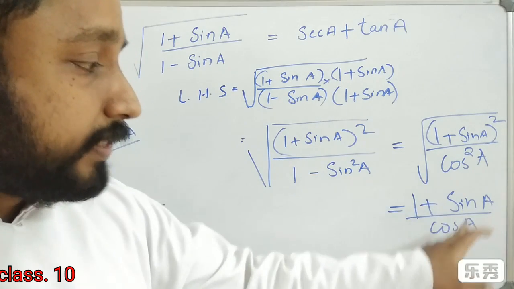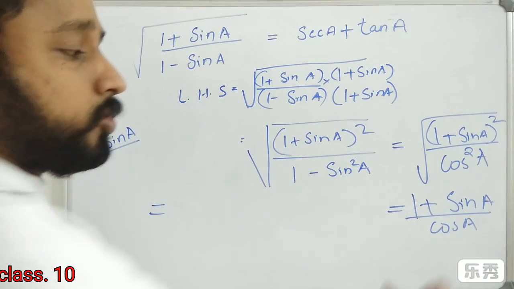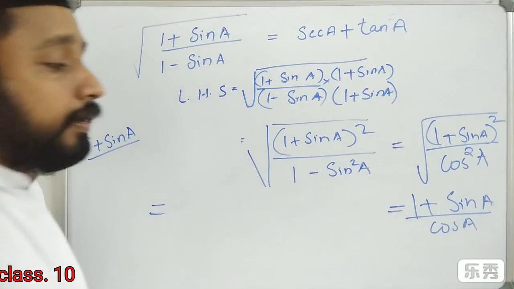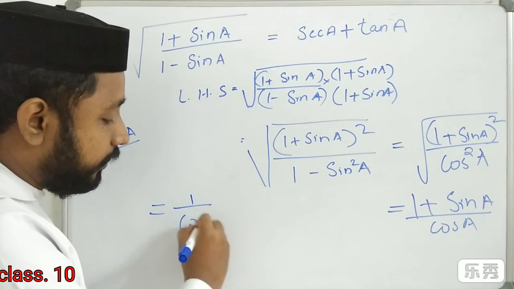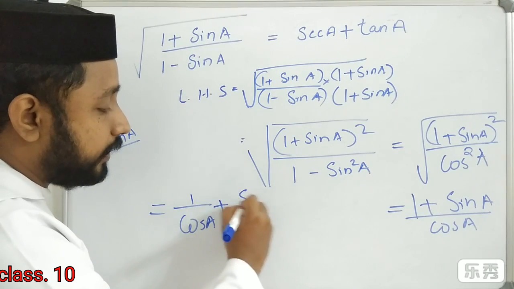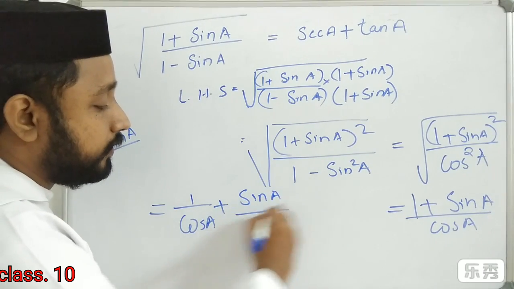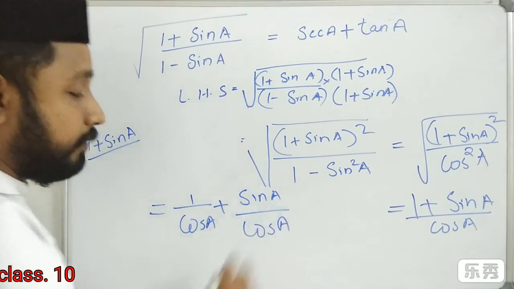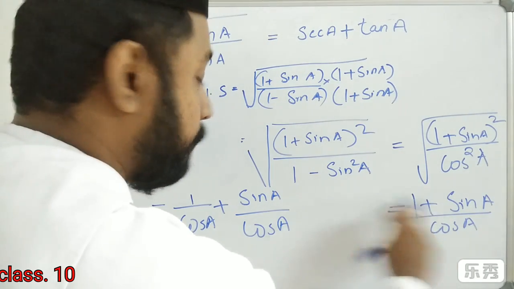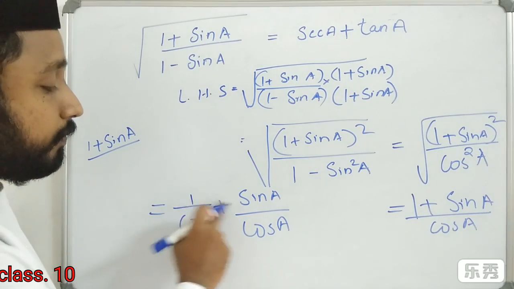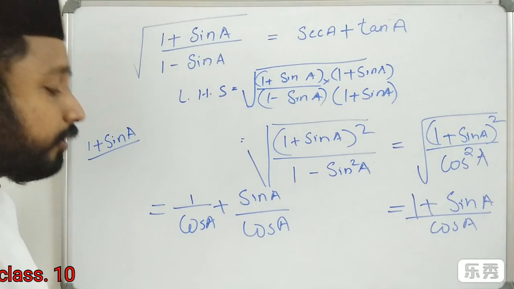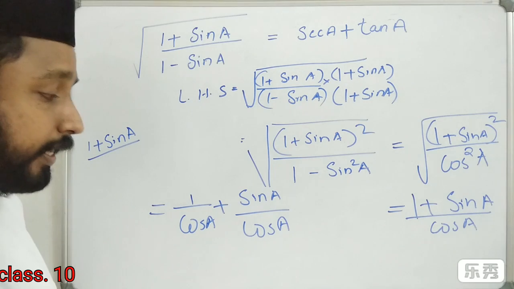So we have 1 plus sin A by cos A. I am going to split this 1 plus sin A by cos A. How? 1 by cos A plus sin A by cos A. Is it correct? Cos A is common, numerator 1 plus sin A. So we got 1 by cos A plus sin A by cos A.